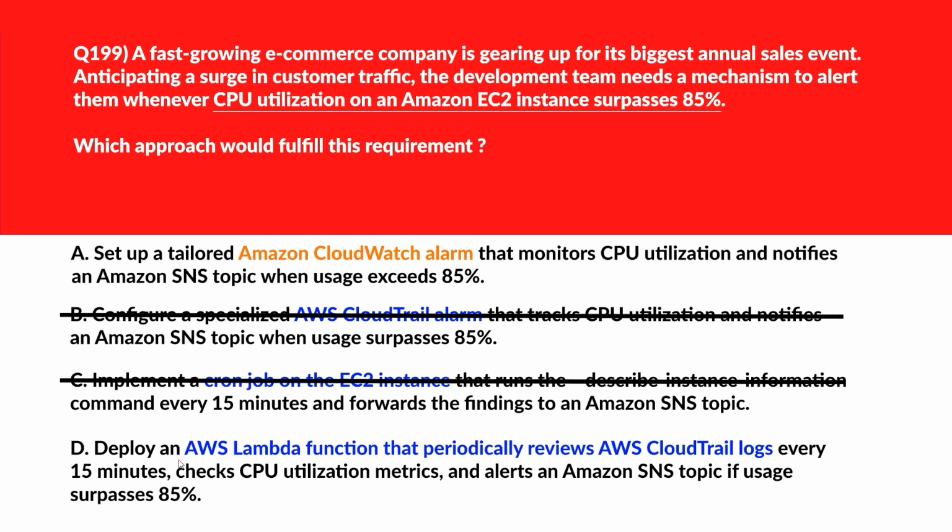D says deploy an AWS Lambda function that periodically reviews AWS CloudTrail logs. AWS Lambda querying CloudTrail logs is unnecessary as CloudTrail is not meant for monitoring resource metrics like CPU utilization. So wrong choice, just like option B.